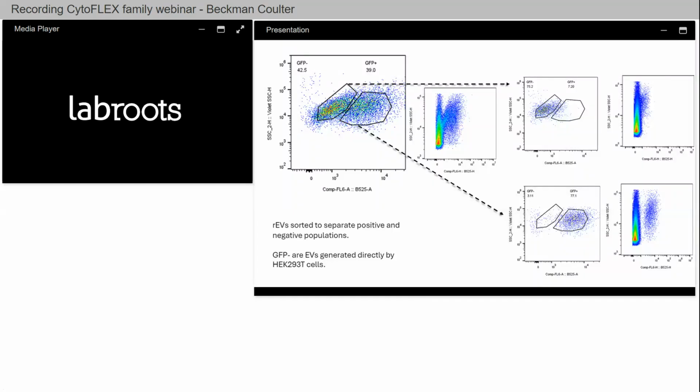Here too, we started to notice this thing within the recombinant EVs and also our virus-like particles, where you had negatives and positives of the GFP. And we started thinking, was this just noise or was it an actual GFP-negative portion? And so we sorted them.